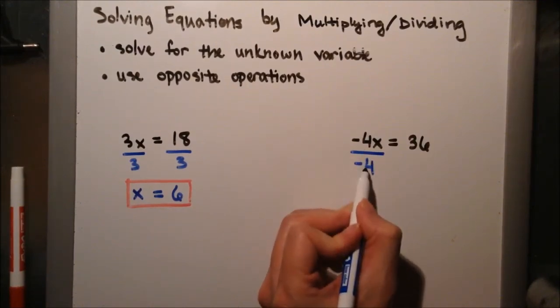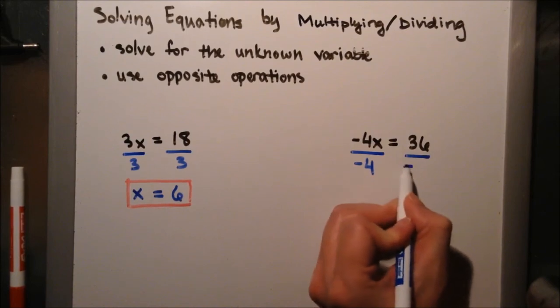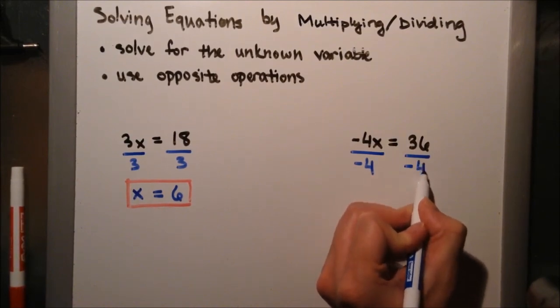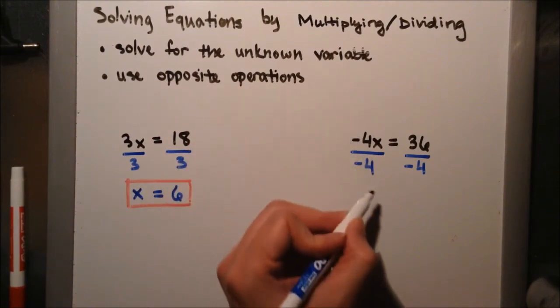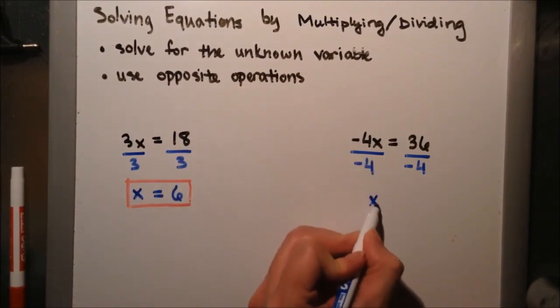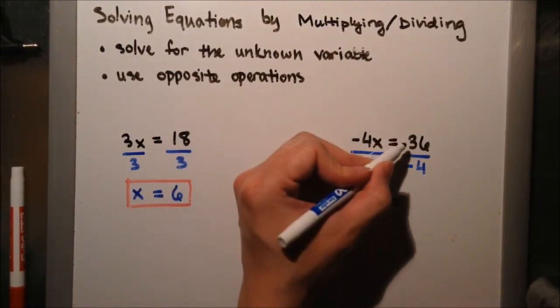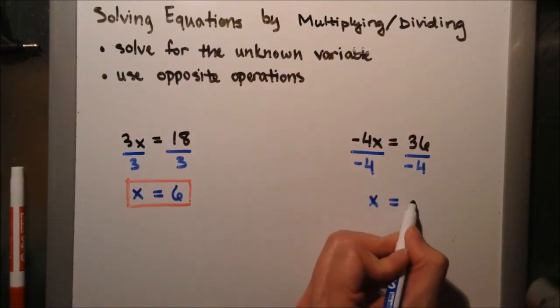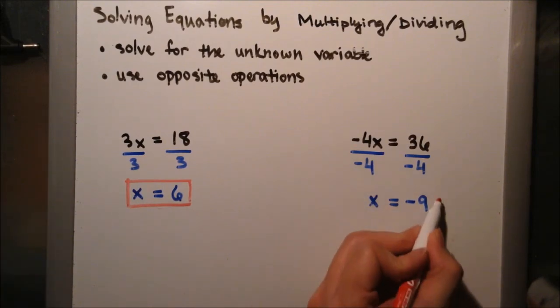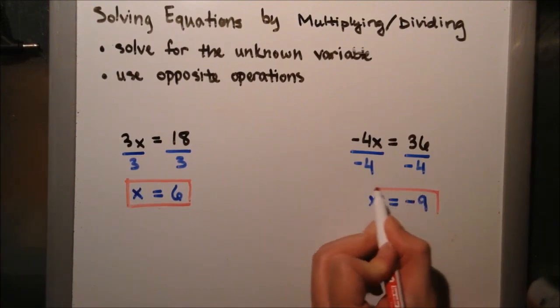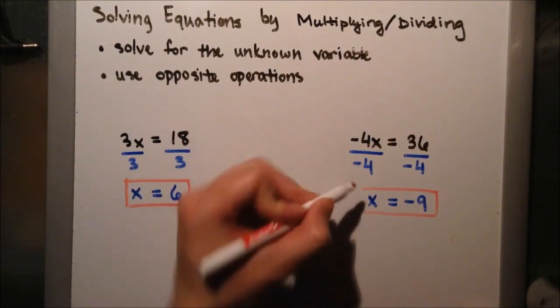Since I divided by negative 4 on the left, I'm going to divide by negative 4 on the right. Again, negative 4 divided by negative 4 will be 1, so I'm left with x on the left. And I do 36 divided by negative 4, which is negative 9. Since x is by itself, x equals negative 9 is the final answer for example 4.